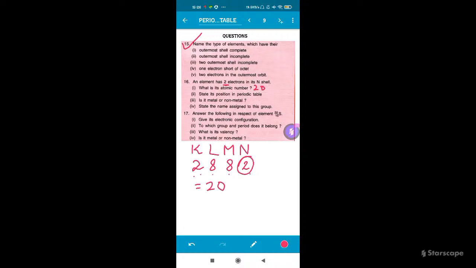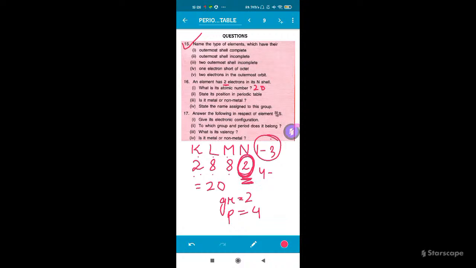So it has 2 electrons in its valence shell. That means it belongs to group 2. Group is 2. And what is the period? There are 4 shells. That means the period number is 4. Right? Is it a metal or a non-metal? Obviously it is a metal because we know if the element has 1 to 3 electrons in its valence shell, it is a metal, and beyond 4 it is a non-metal. So it has 2 electrons in its valence shell, so it is a metal.